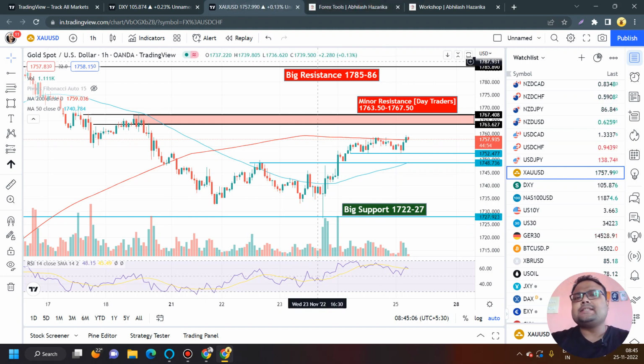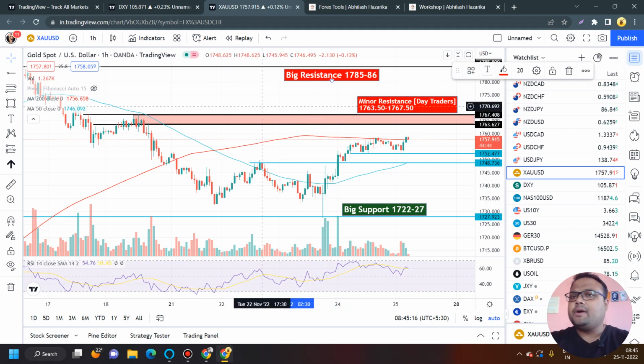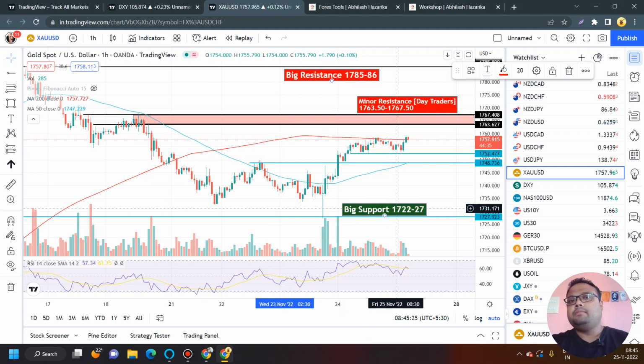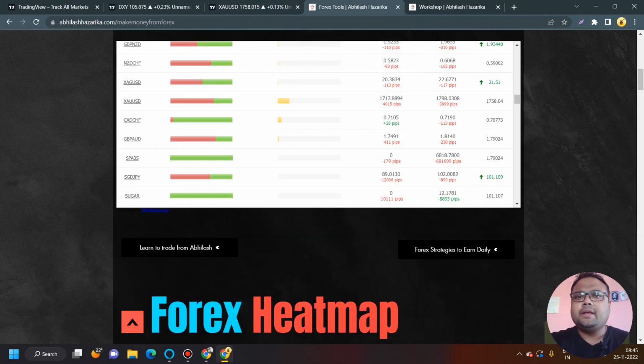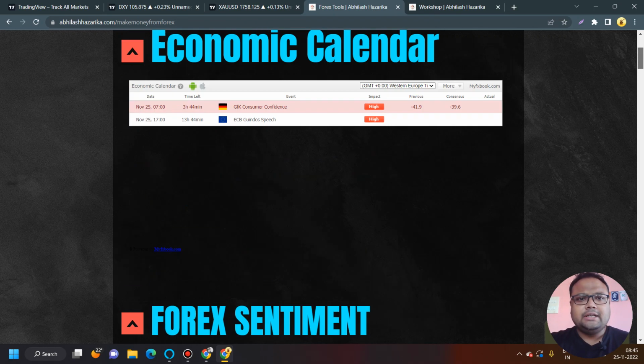So in case during the day, or especially during the US session, if market shows extreme volatility, then 1785-86 will play the role of the big brother, the big resistance, and on the other hand, in case of a big fall, 1722-27 will play the role of the big support. But today we don't have any news also that will bring crazy volatility.